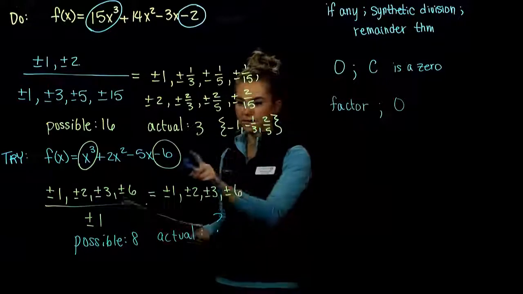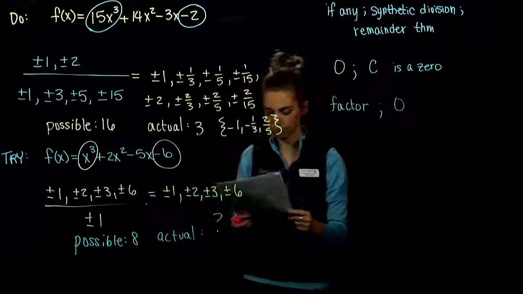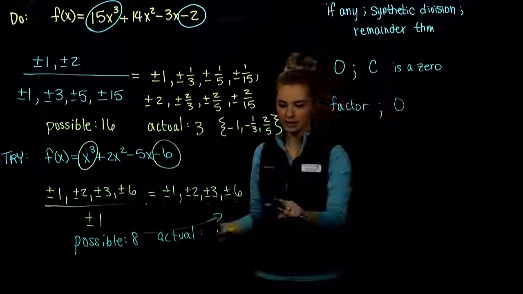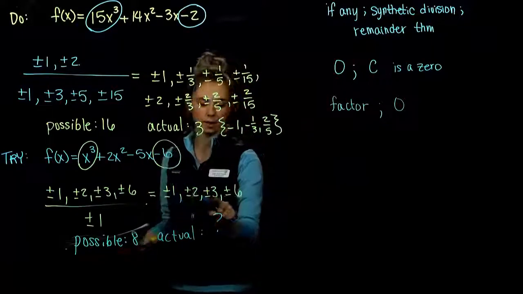So we're still taking this last example, that function f that we worked on. We had our possible rational zeros, 8 different options.